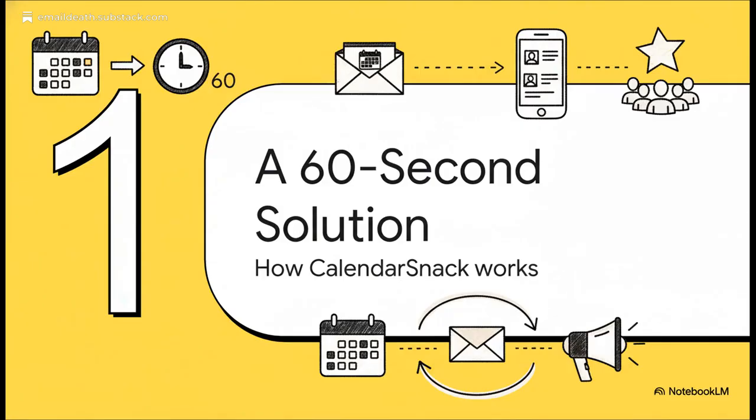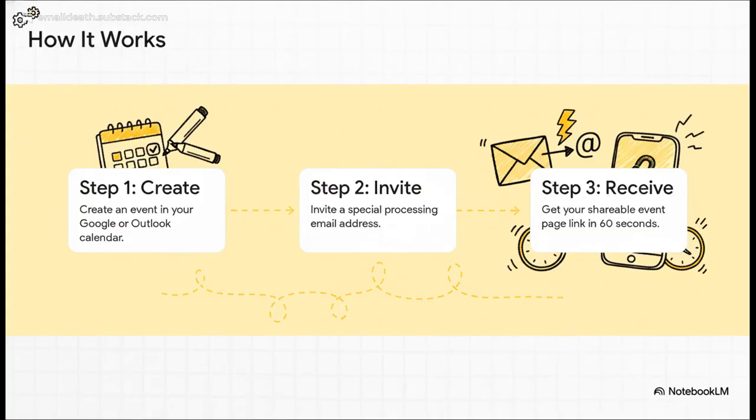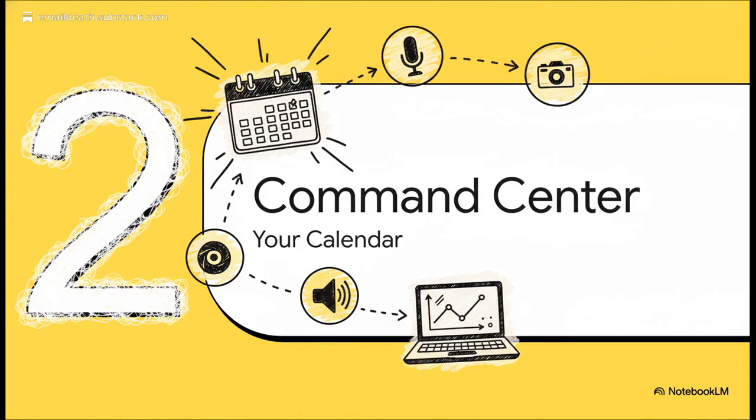So, how on earth is that even possible? The answer is a really cool service called Calendar Snack. And honestly, the way it works is just brilliantly simple. Okay, so check this out. The whole process is just 3 steps. First, you create an event, just like you always do, right in your Google or Outlook calendar. Then, in the invite list, you just add a special email address, something like create@calendarsnack.com. And that's it. Within a minute, you get an email back with a link to your brand new live event page. Done.